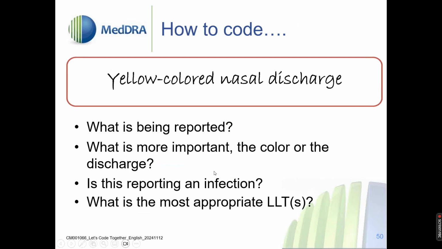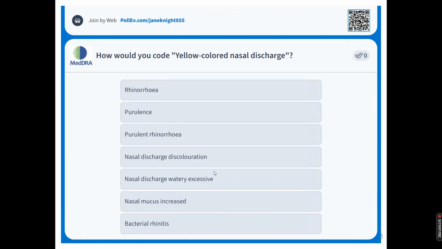It looks like quite a straightforward term, but when you actually stop to think about it, is it rhinorrhea? Rhino meaning nose, rhinorrhea meaning discharge from the nose? Is it purulence? You'll see I've got a Dorland's definition for that shortly. Is it purulent rhinorrhea? Is it nasal discharge discoloration? Nasal discharge watery and excessive? Nasal mucus increased? Are they reporting that there's more of this discharge than we would normally expect? Or can we code it based on what we understand? Can we make it bacterial rhinitis, or is that too much of a stretch?